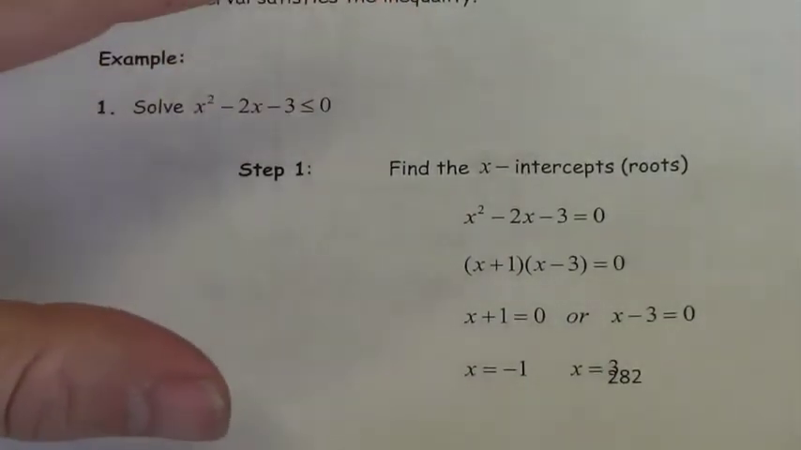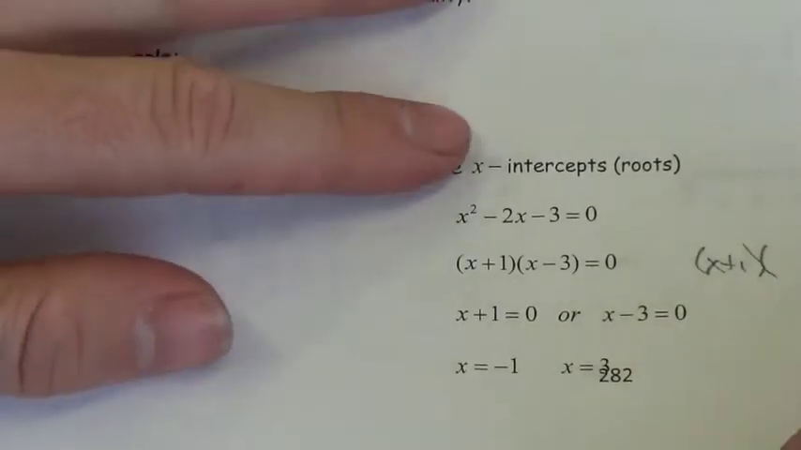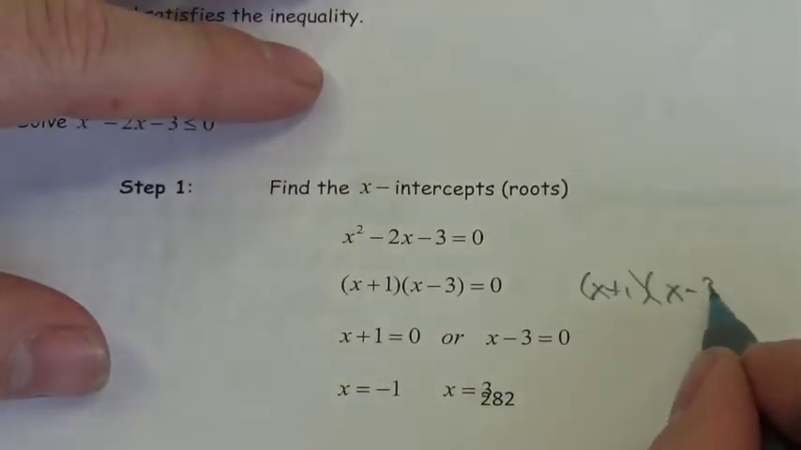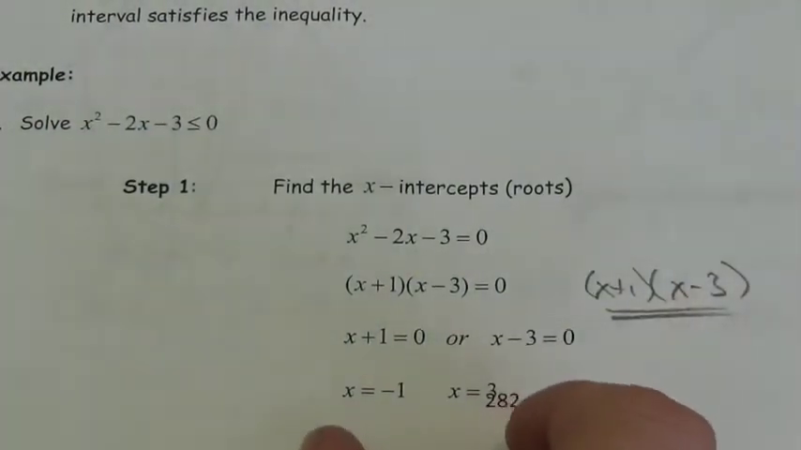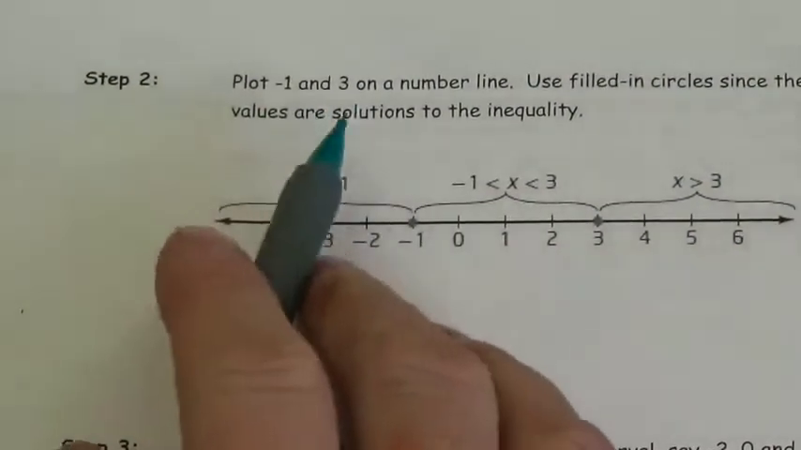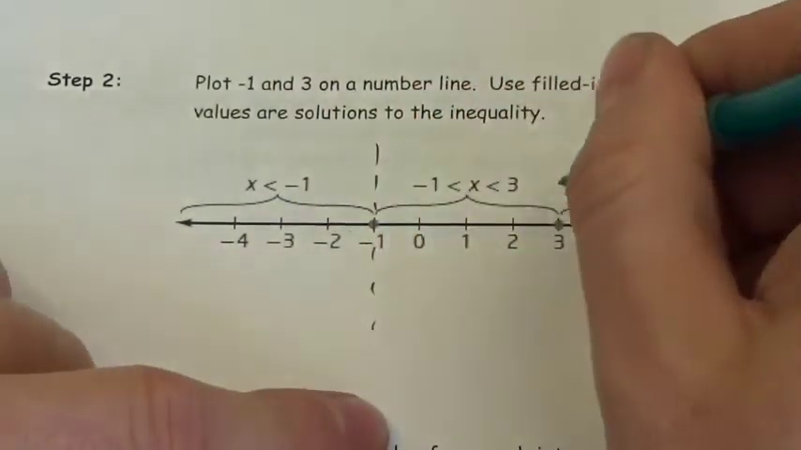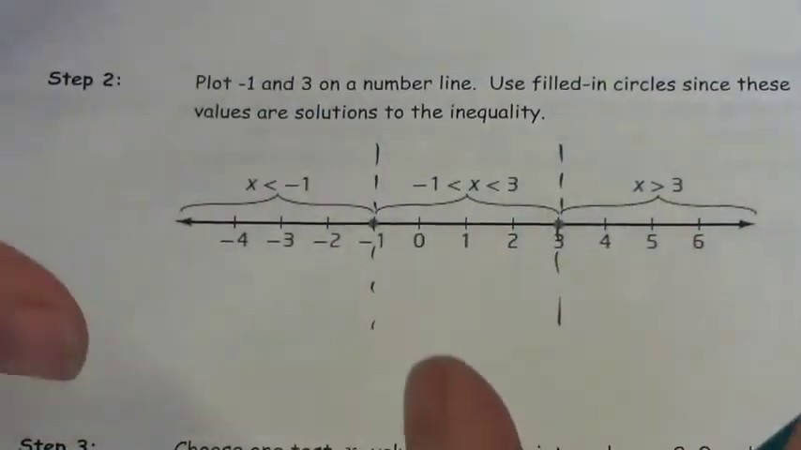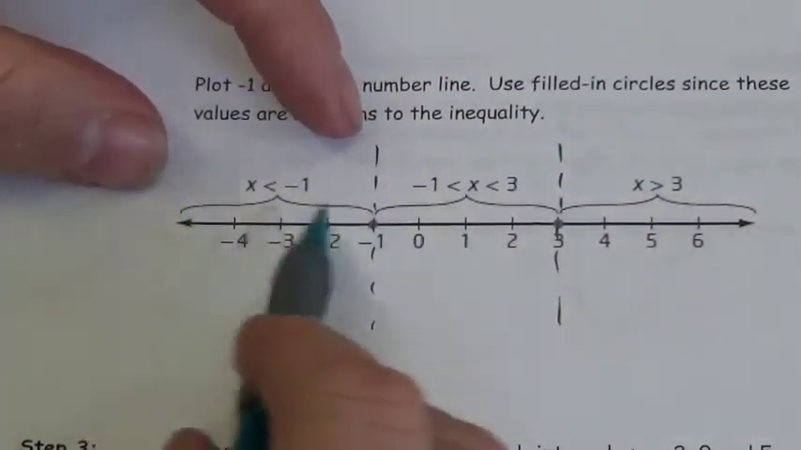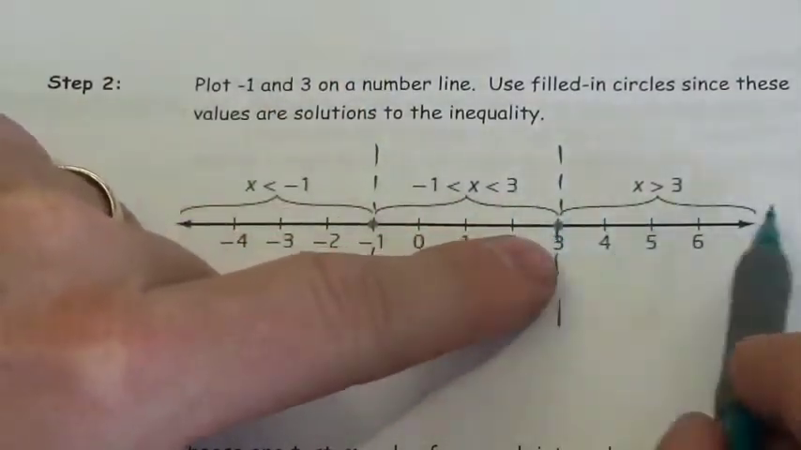So we've got that in our heads. It might help us again to remember these factors: x plus 1 and x minus 3 are the factors of this inequality. Now, once we've got the two x-intercepts, we're going to put those on the number line. So negative 1, and just like I did before, we're going to put these lines through here, negative 1 and 3. That splits up the number line into the interval where x is less than negative 1, between negative 1 and 3, and where x is greater than 3.